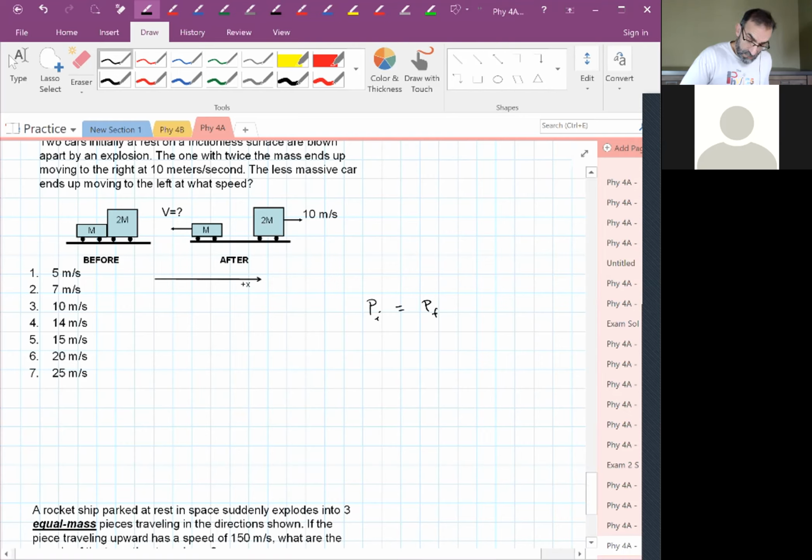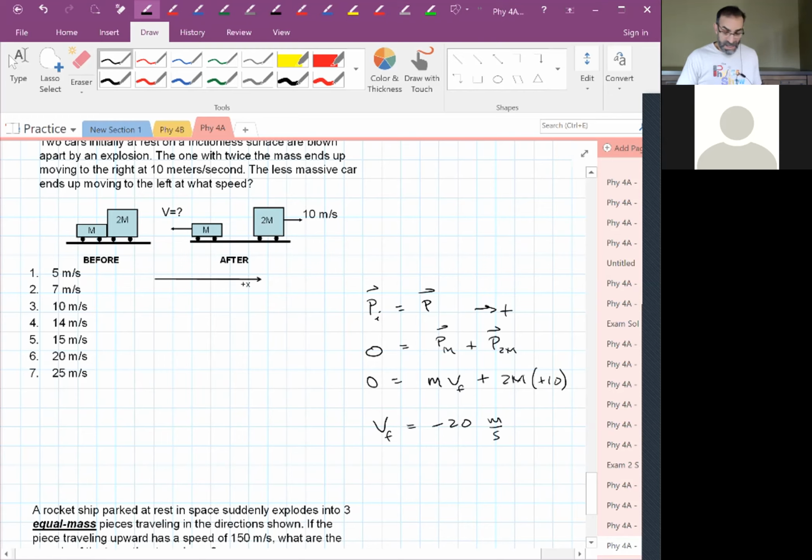What is the initial momentum? This is a vector equation. Define a positive direction. Initial is 0. And at the end, it's going to be the momentum of m plus the momentum of 2m. So this is going to be m times v, and this is going to be 2m times 10, and we get v final is negative 20. 20 meters per second to the left.